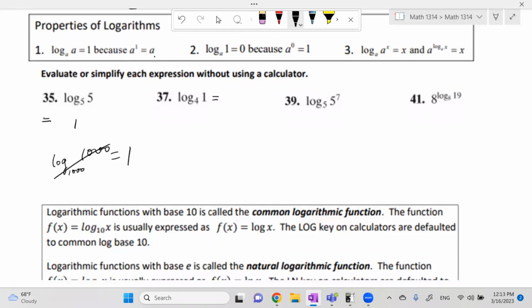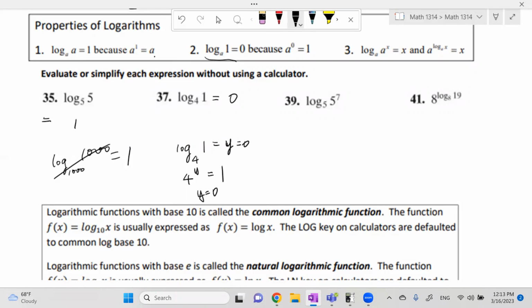Next one, that's 0 because this is a property. If you forgot the property, for example, you can do this. In previous examples, we said you can assume this one equals y. So 4 to the y's power equals 1. 4 only to the 0 power gives 1. So y equals 0. So that's 0.